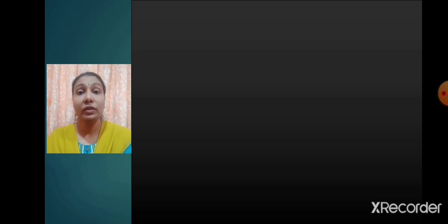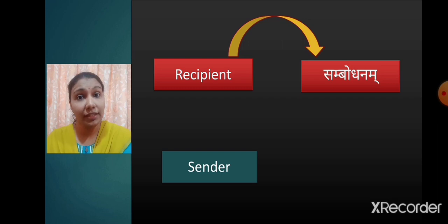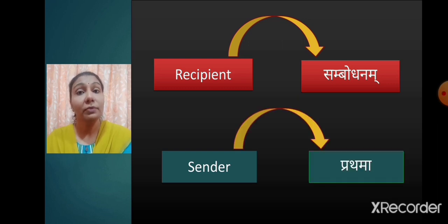For instance, when we read the question, we come to know who is the recipient of the letter and who is the sender. As per the rule, the recipient of the letter is to be mentioned in Sambodhan Vibhaktihi and the name of the sender is to be mentioned in Prathama Vibhaktihi. Let's try to understand it with the help of one example.